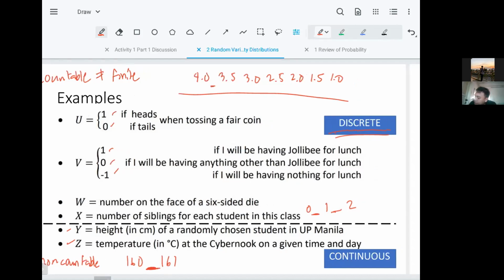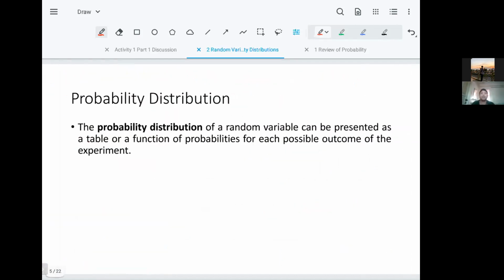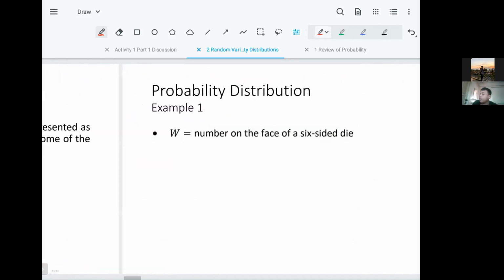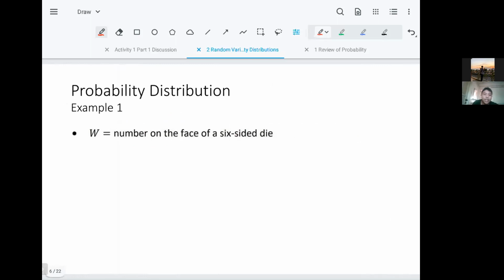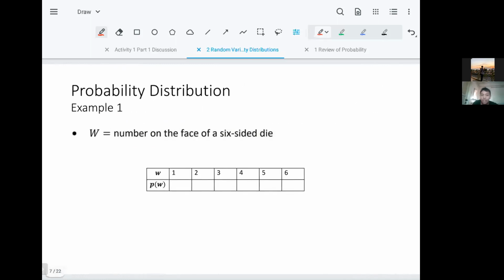So now that we've established that, we move on to the concept of probability distributions. Laging magkasama yan. Random variables always have probability distributions. They can be presented as tables or functions. So alright, let's give an example na kaagad. Ano ba yung probability distribution? So let W be the random variable indicating the number on the face of a six-sided die. So if we list out the outcomes, we have these 6. So this table summarizes yung probabilities niya. Di ba anong probability na 1? 1/6, 2, 1/6, 3, 1/6, and so on. This is called the probability distribution of W.